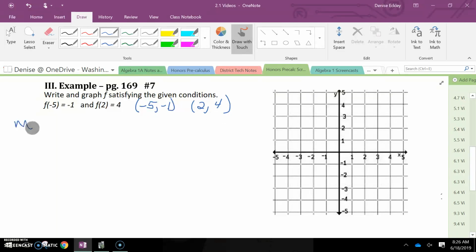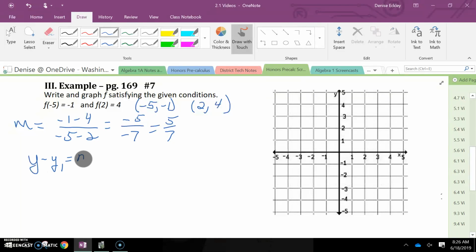So first thing I'm going to do is find the slope. So I'm going to do -1 minus 4 over -5 minus 2. And I'm going to get -5 over -7, which is 5/7. Now I'm going to use point slope form to find the equation. Now if you want to use slope intercept, that's fine. Either one is correct. So I'm going to do y minus 4 equals 5/7 times x minus 2.